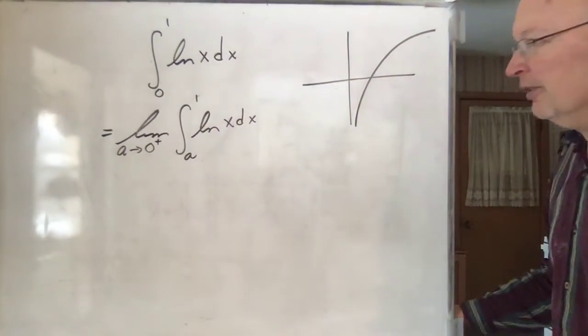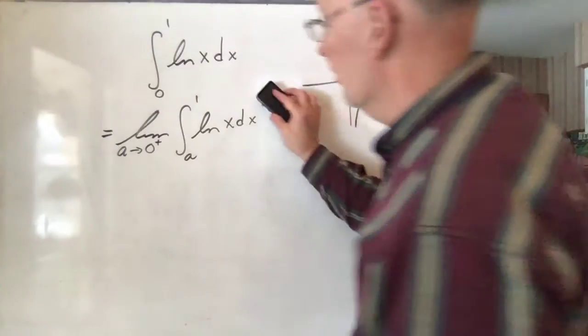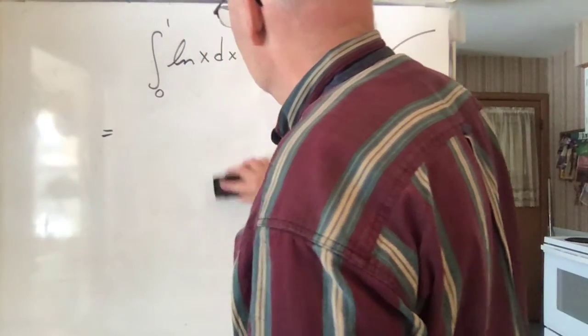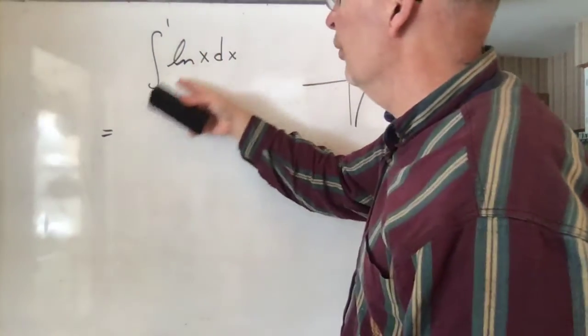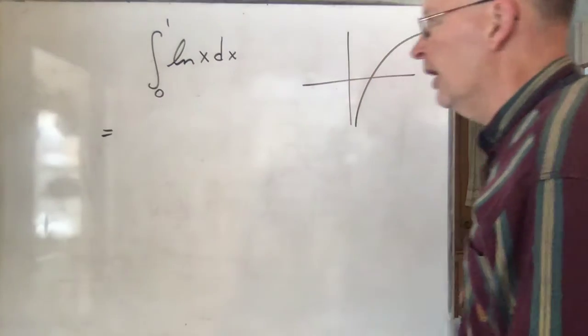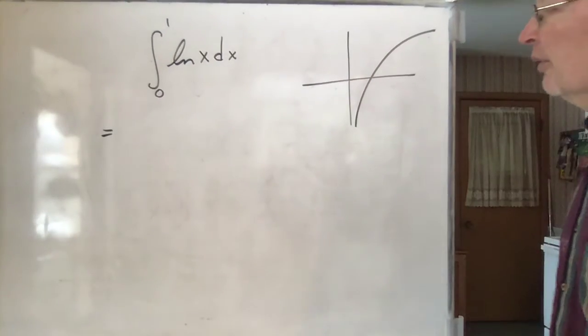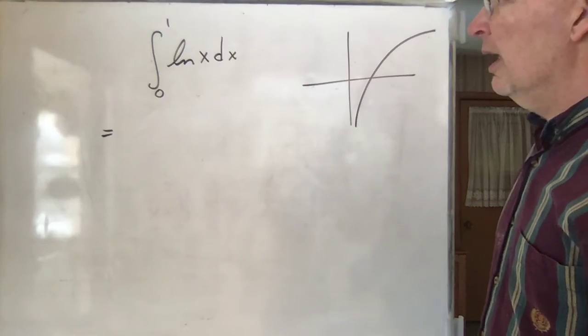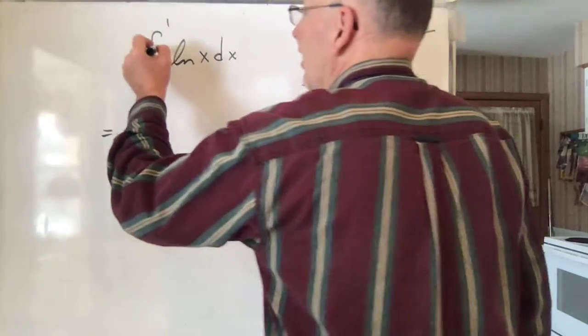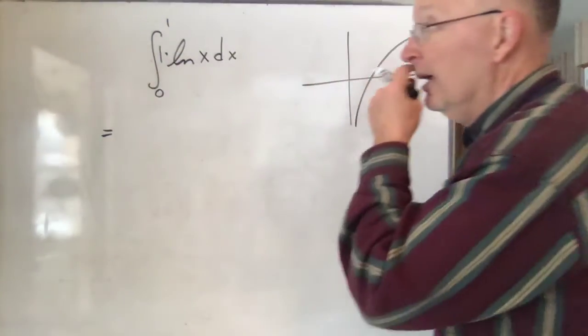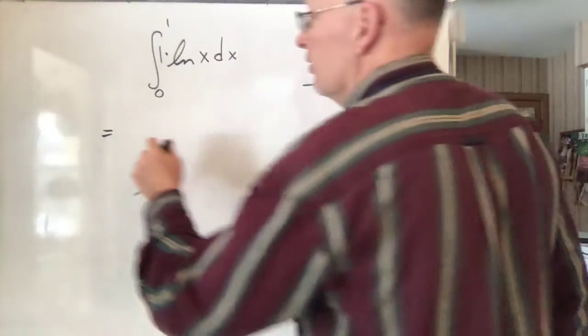But I'm going to save some time, just like I did on the other ones. We're just going to realize that when you stick in the 0 here, you're performing that limit in your mind. So let's just go ahead and do this one the lazy way. And you remember how to do it? The way you do this one is by doing integration by parts.